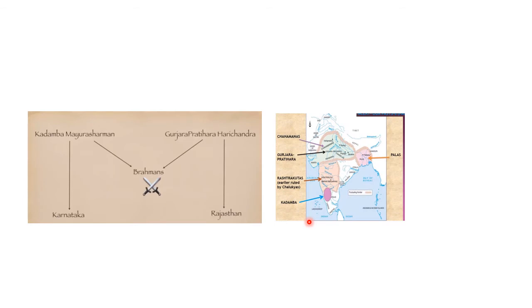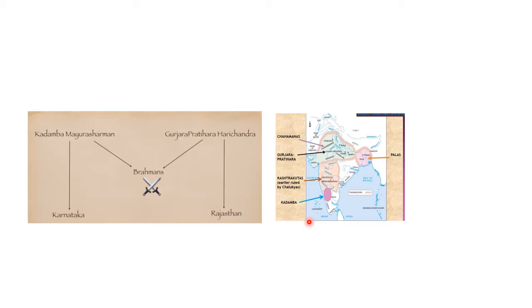Children, we see some more examples of Samants who asserted their independence, overthrew the kings, and declared themselves as kings. One of them you can see here, the Kadamba dynasty. Here you can see he was Kadamba Mayura Sharman. He overthrew his king and declared himself as the king, and called this area Kadamba. This became the Kadamba dynasty.